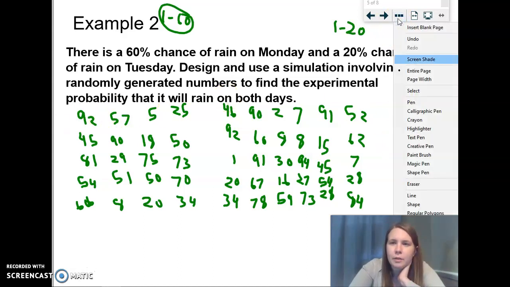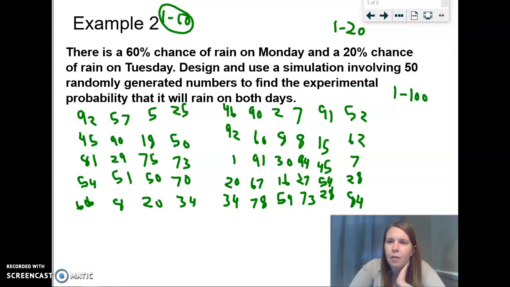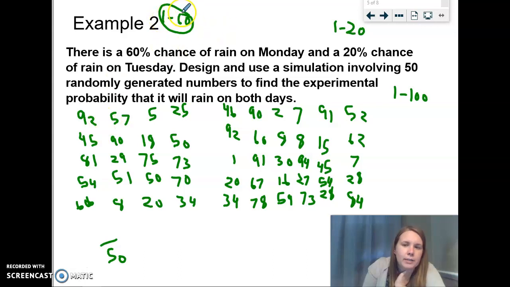What I'm going to do is go through and find all my ones. So let's start with Monday. We have a probability out of 50 because we did 50 trials. And I'm going to go through and count all the ones that are a number between 1 and 60. So I'm going to go down the list here.